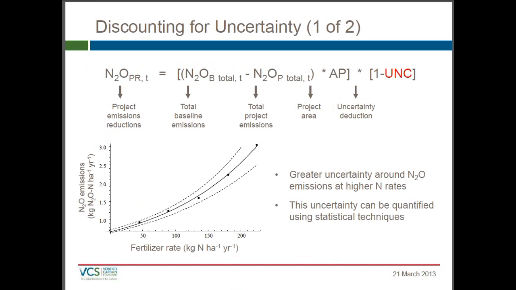But that's okay. We can quantify this uncertainty and the uncertainty around emission reductions using statistical techniques. And in the MSU EPRI methodology, a Monte Carlo bootstrap method was applied to the empirical data we collected on the commercial farmers' fields. From that, we derived an equation that can be used to calculate the percentage of uncertainty associated with emissions reductions in a project. Next slide, please.